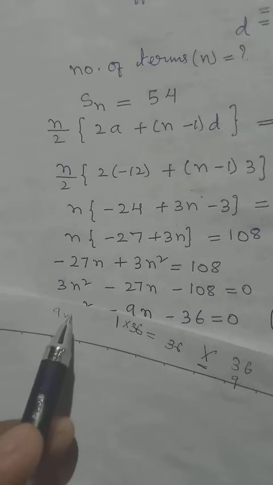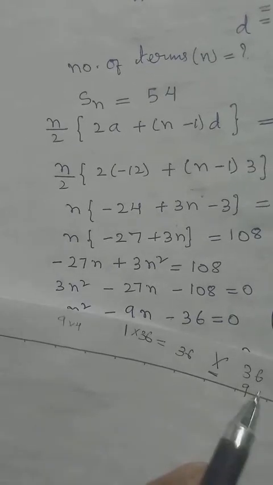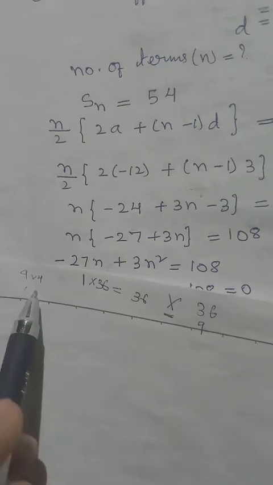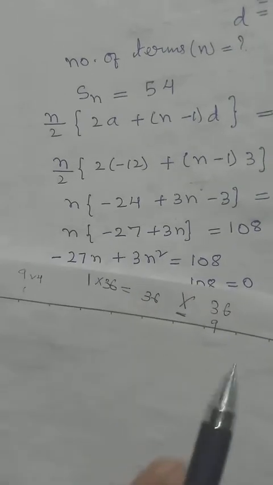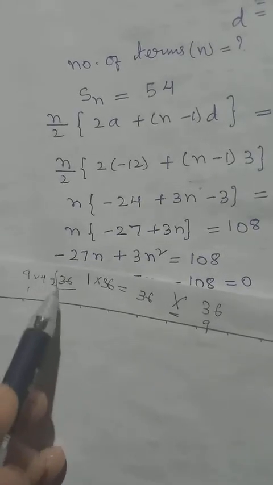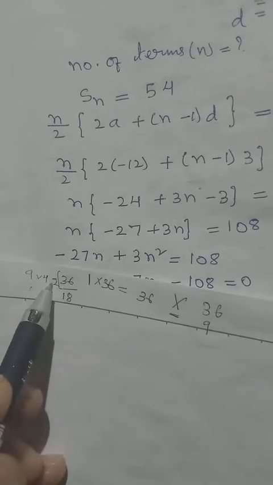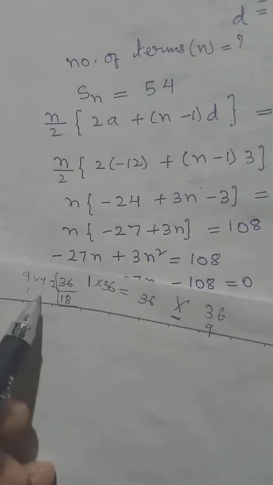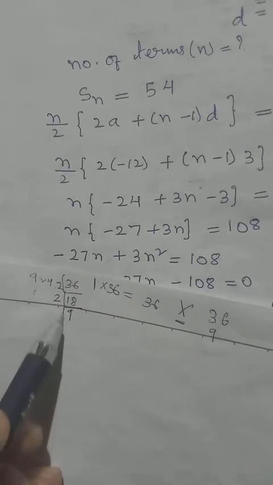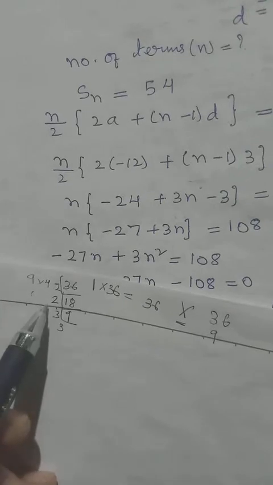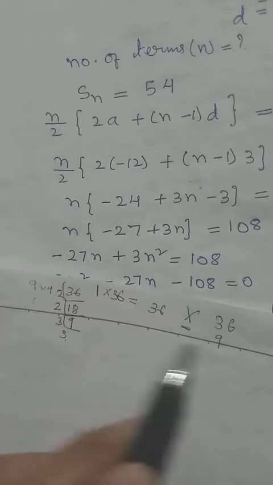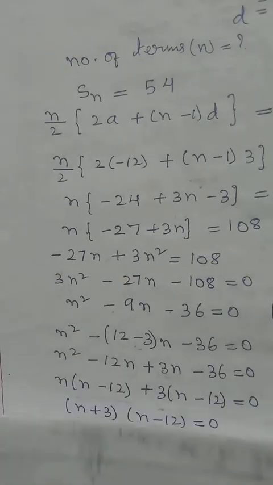9 into 4, 36. 9 minus 4, we don't get 9. Then what else do we have? 6 into 6, 36. 6 minus 6 will not be 9. So let's split 36. I can divide with 2. 2 into 18. 18 minus 2. Then we can do 2 into 9. No. 3 into 3. Then maybe 2 into 2, 4. 4 into 3, 12. 12 minus 3, we have 9. So those two numbers are 12 and 3.